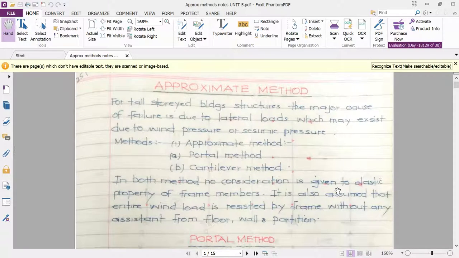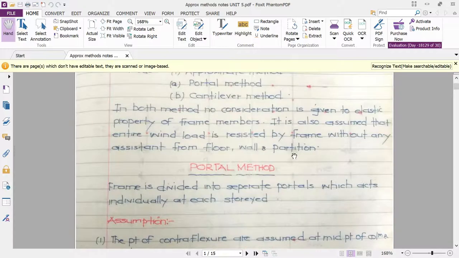Approximate method. For a tall building structure, a major cause of failure is the lateral loads, which may exist due to wind pressure or seismic pressure. There are basically two methods under the approximate method. First is the cantilever method, second is the portal frame method. In both methods no consideration is given to the elastic property of the frame members. It is also assumed that the entire wind load is resisted by the frame without any assistance from the floor, wall and partition. So let us see that.